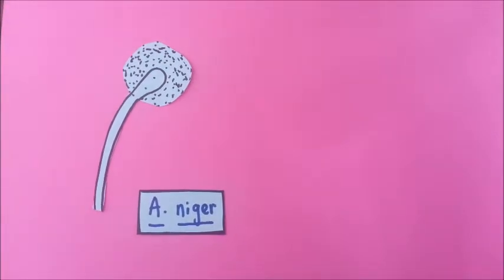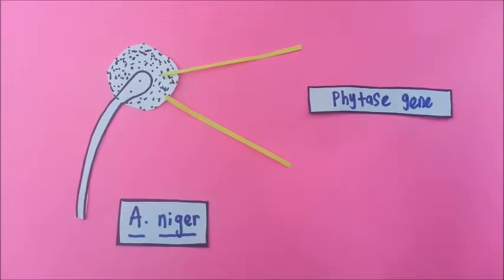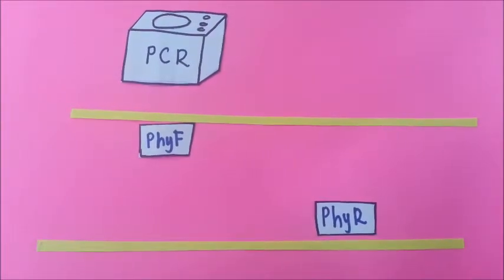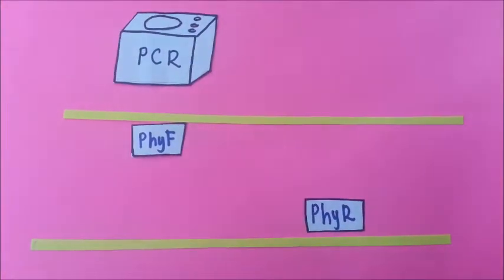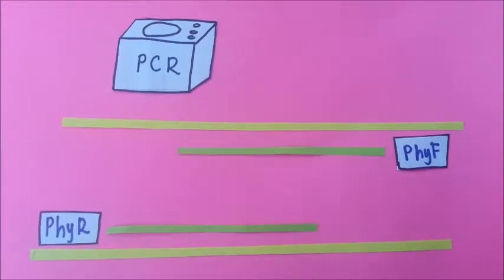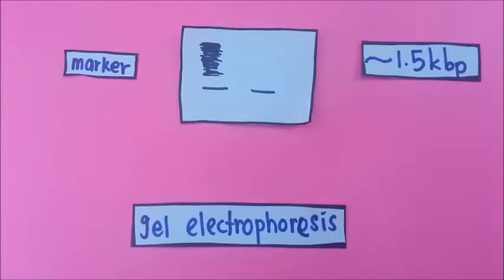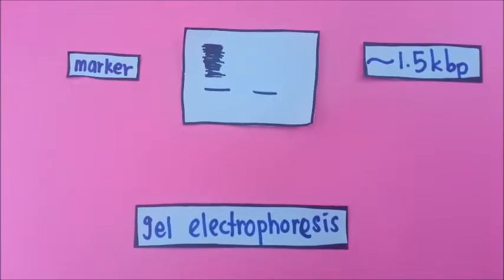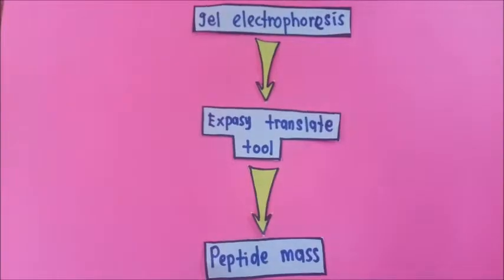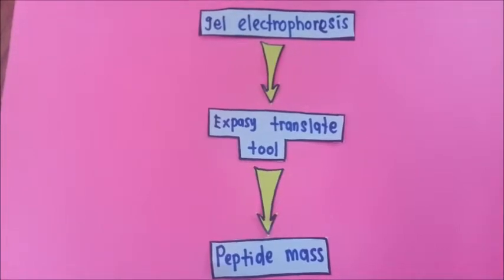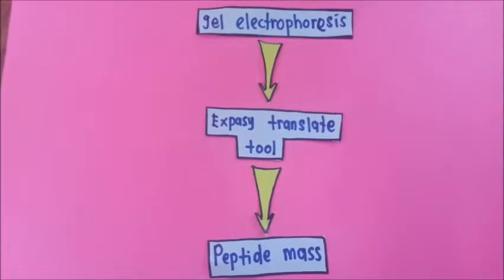This is our Aspergillus niger N2-08121, where we extract our gene of interest, that is phytase gene. After that, we amplify the gene with PCR by using our designed primers, that is PHYF and PHYR. At the end of the PCR process, we now have many copies of phytase gene. We identify the size of the phytase gene by using gel electrophoresis technique. The size is approximately 1.5 kilobase pair. After the gel electrophoresis, we deduced the amino acid sequence from the nucleotide sequence by using the Expasy translate tool. Then, the molecular mass of the matched peptide was determined using peptide mass.